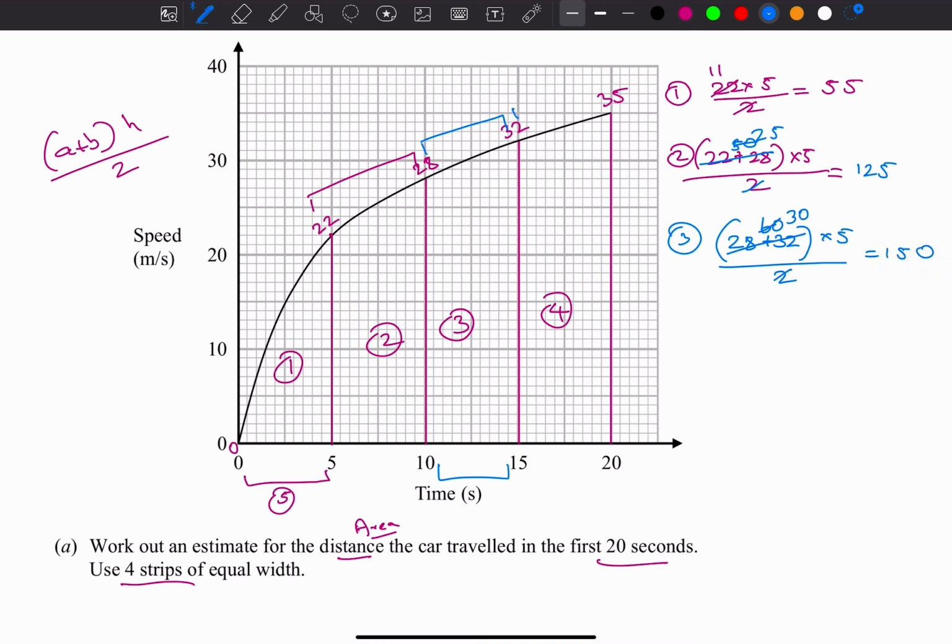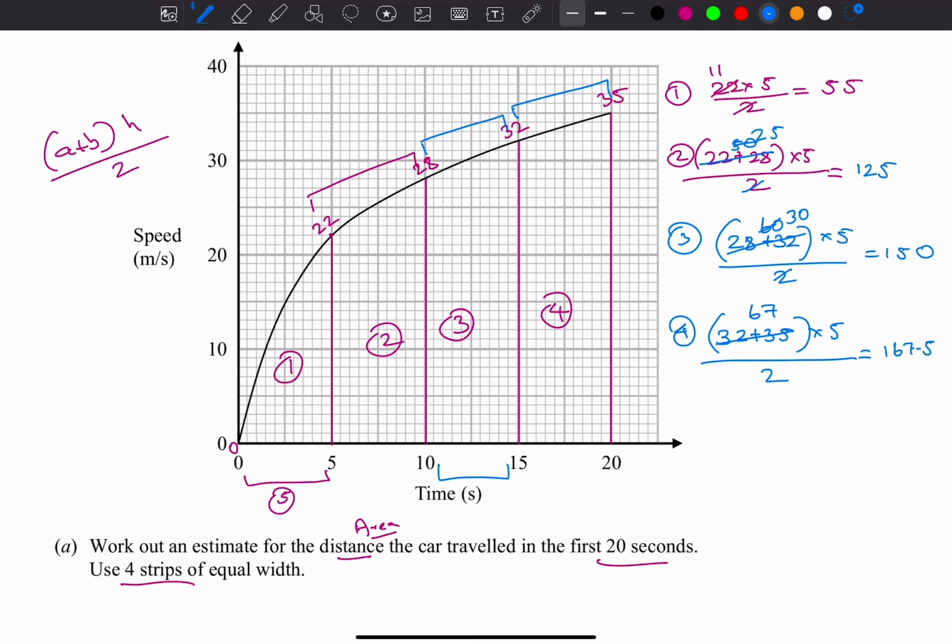The last one is the fourth strip. 32 add 35, because those are your parallel lines, times the height of 5, divided by 2. 32 add 35, that's 67. I'm not going to do 67 times 5 divided by 2 in my head, so I'm just going to type it into a calculator, which gives you 167.5.